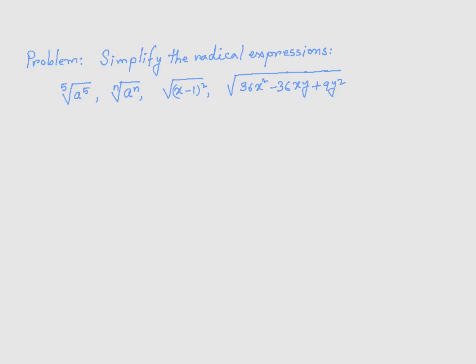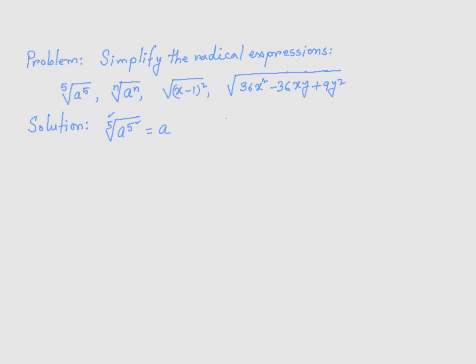In this video, I am going to simplify these radical expressions. Let's start off with the first one, which is the fifth root of a to the power 5. You probably already know that this fifth root and the exponent 5 kind of cancel each other out, giving you just a. However, this comes from the definition of nth root.